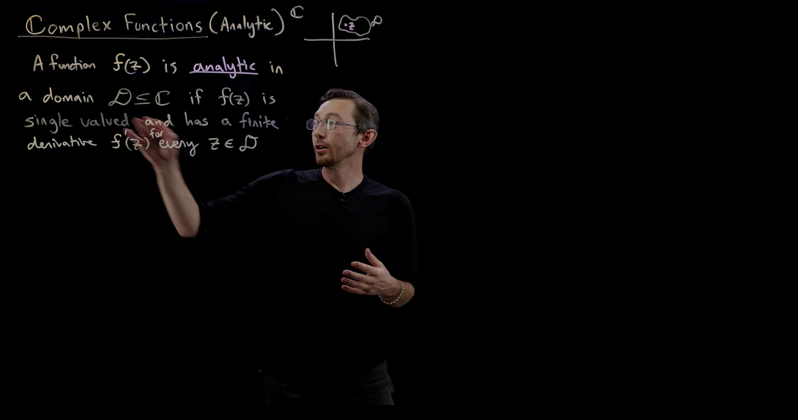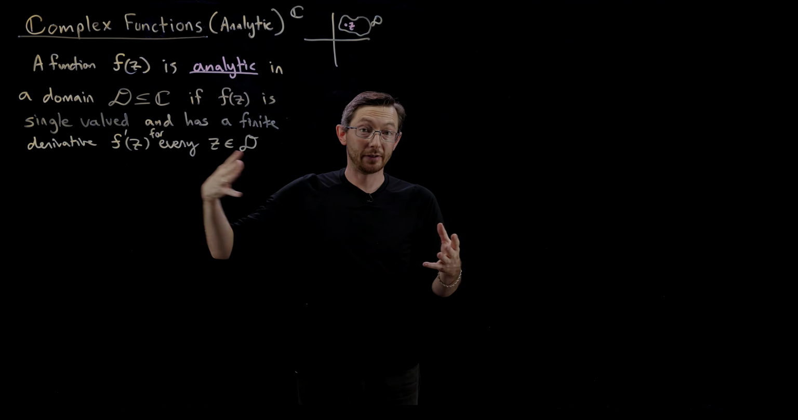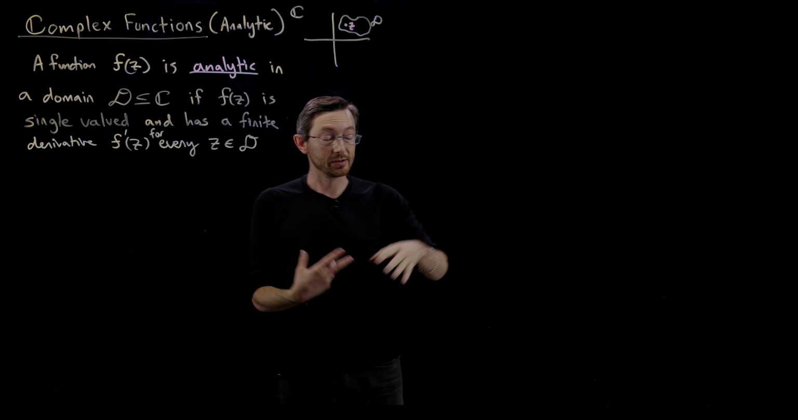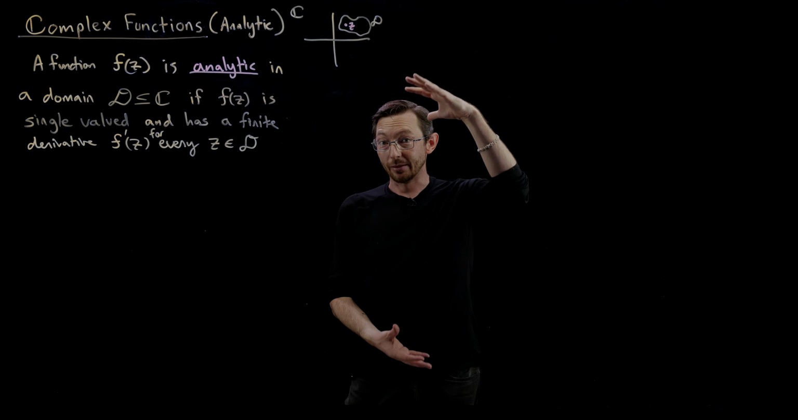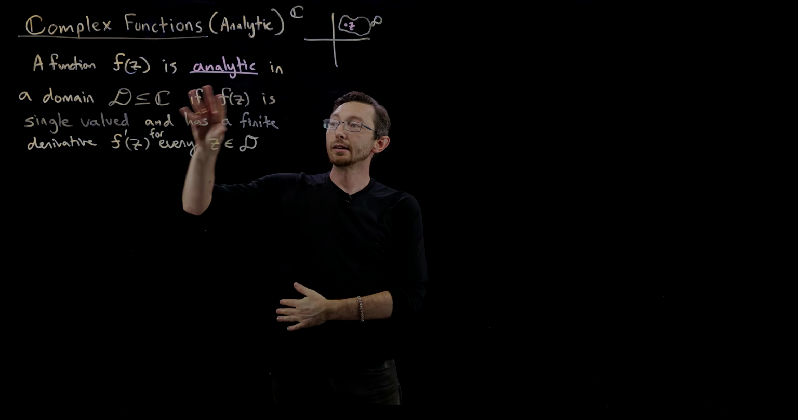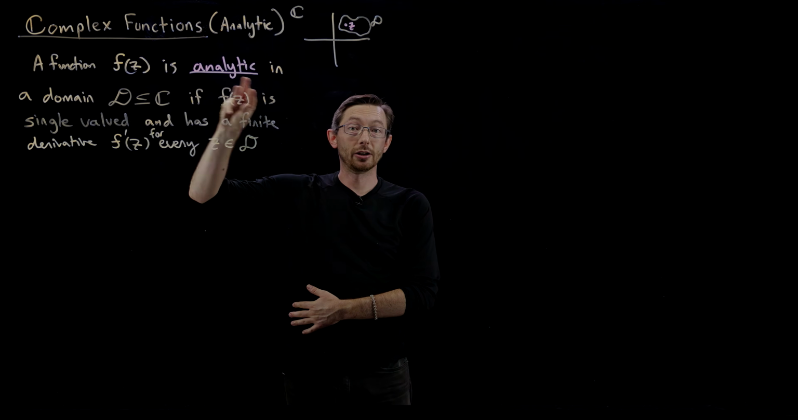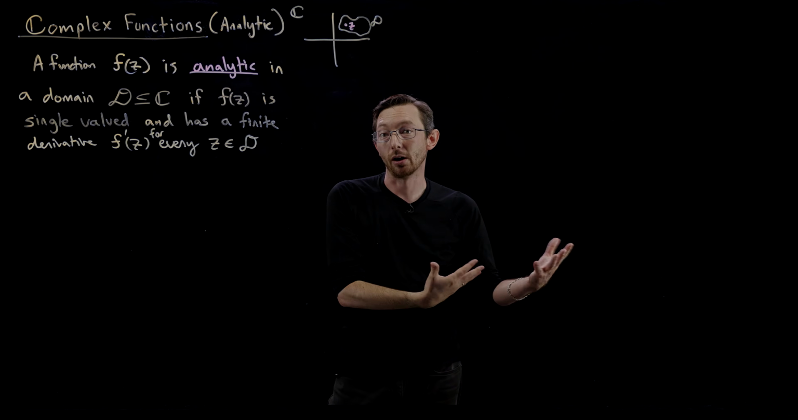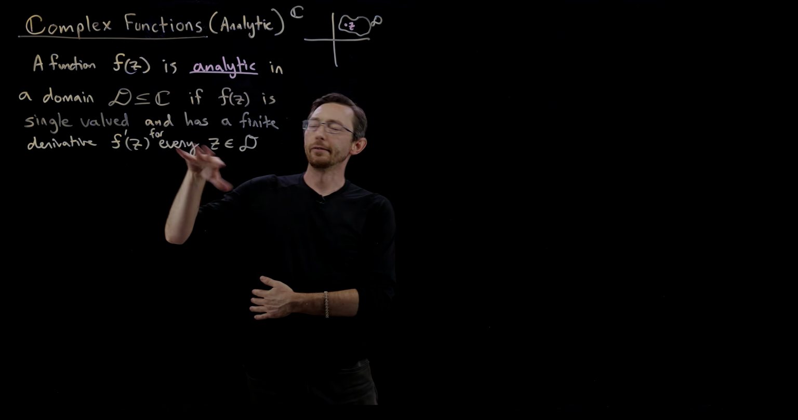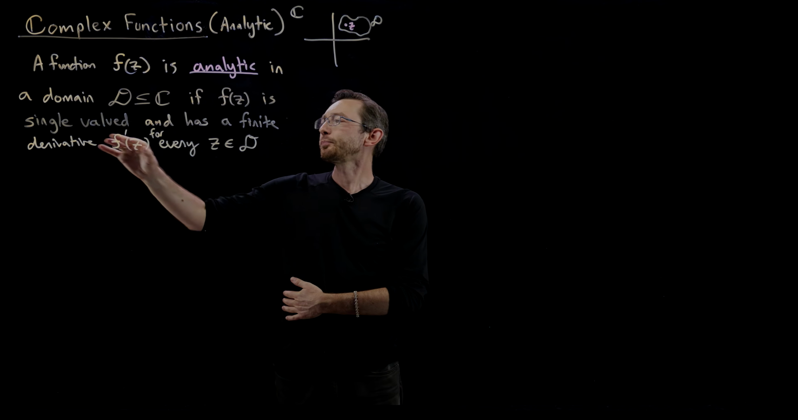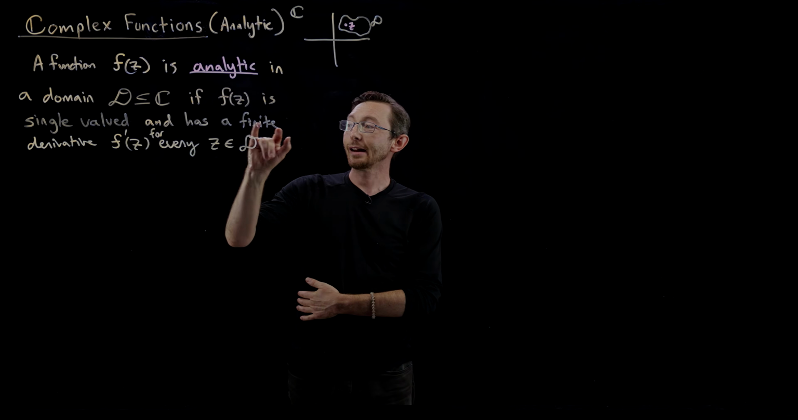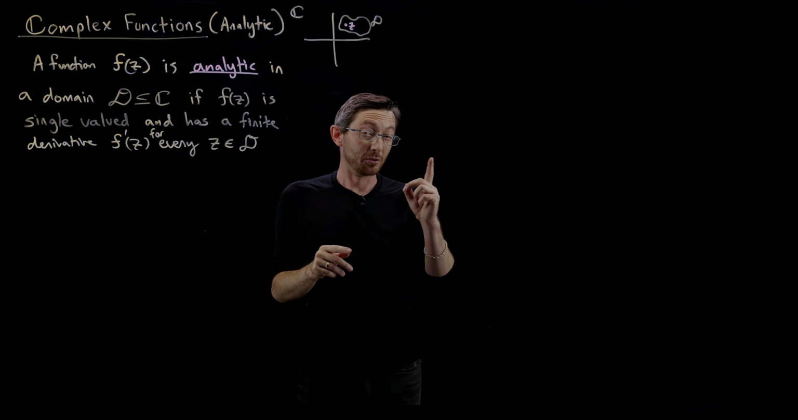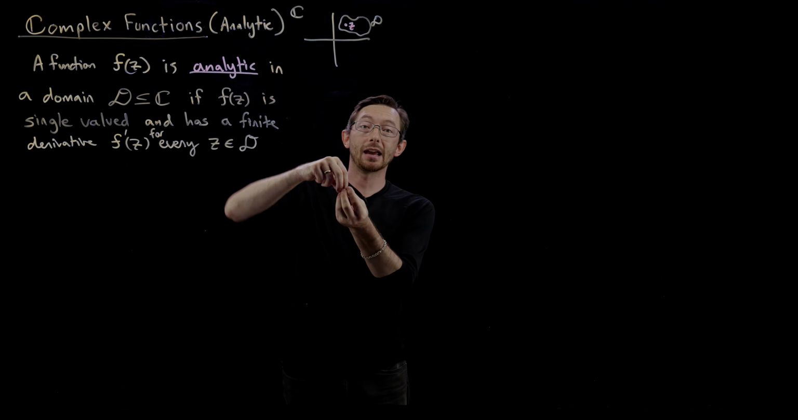Okay, so we already know about functions that are not single valued. Z to the 1/2 has 2 values. Z to the 1/3 has 3 values. Log of z has infinitely many values. So those are going to break immediately this definition of analytic, and calculus is going to be weird, or at least slightly different on those functions. Functions like z squared are going to be fine. So it has to be single valued, and it has to have a finite derivative for every z in the domain. So specifically, the derivative can't be infinite.